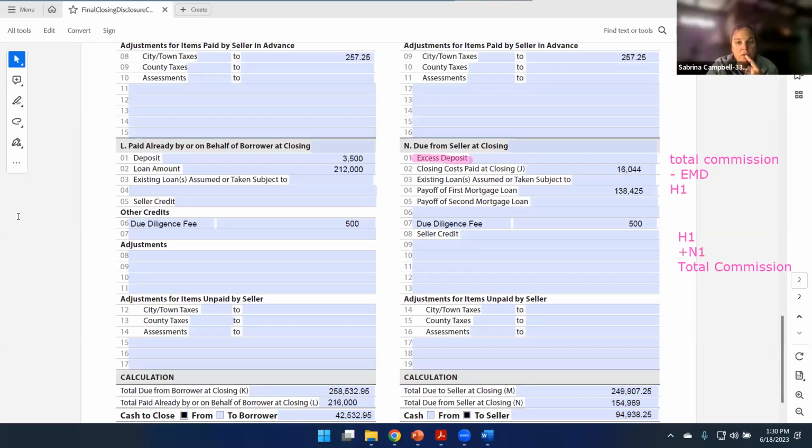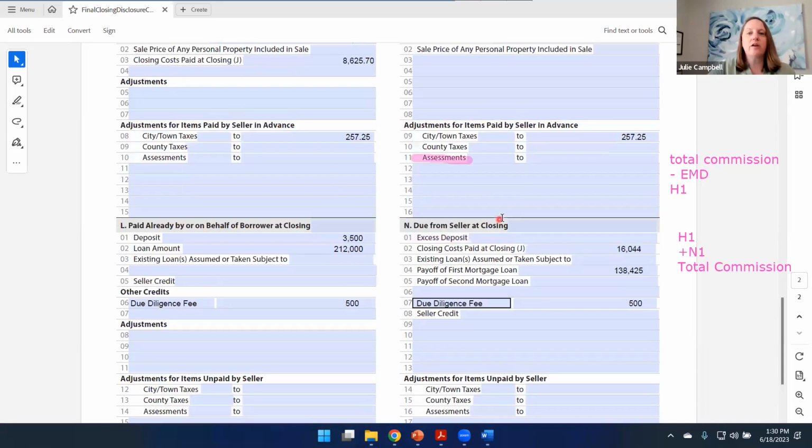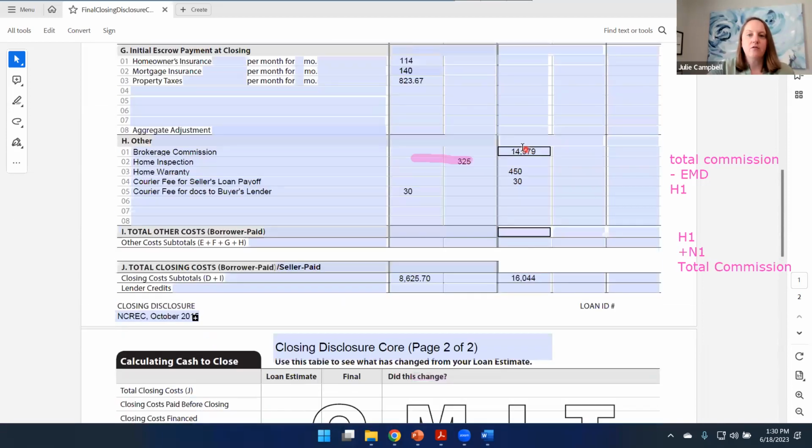I'm sorry, but can you do a quick brief review for the H1 plus N1? And my H1 is what my earnest money would have been? No. Yes, no, the H1 is what you're going to collect from settlement because you're the third party.